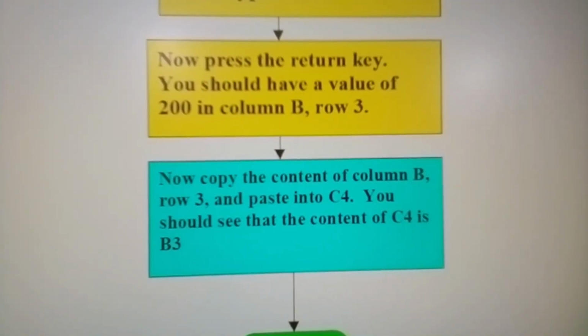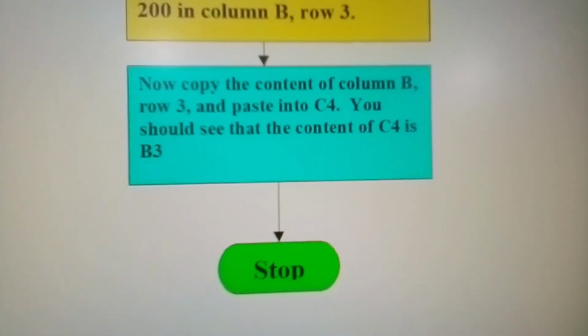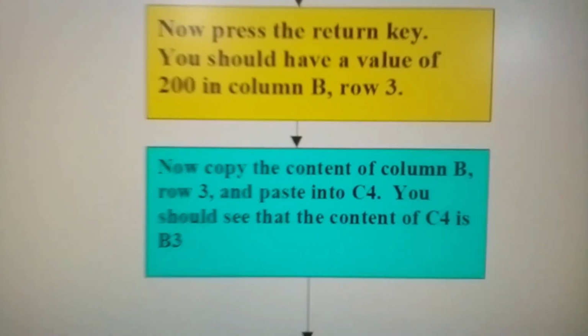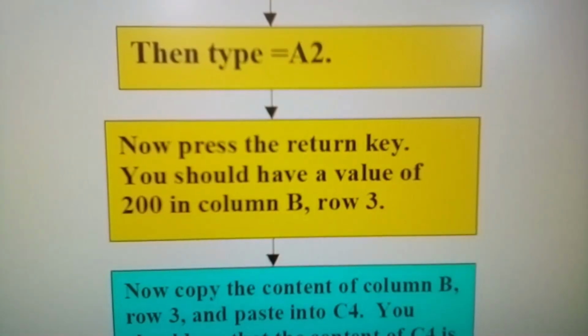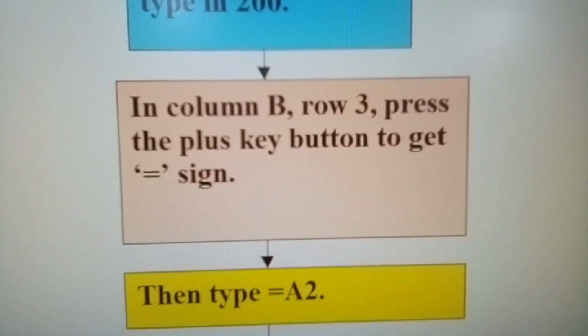Now copy the content of column B, row 3, and paste into C4. You should see that the content of C4 is B3. Stop. Okay. Let me just bring that down slowly so you can see it. I'm hoping I can make it larger as well, so I can see each one in turn, okay.